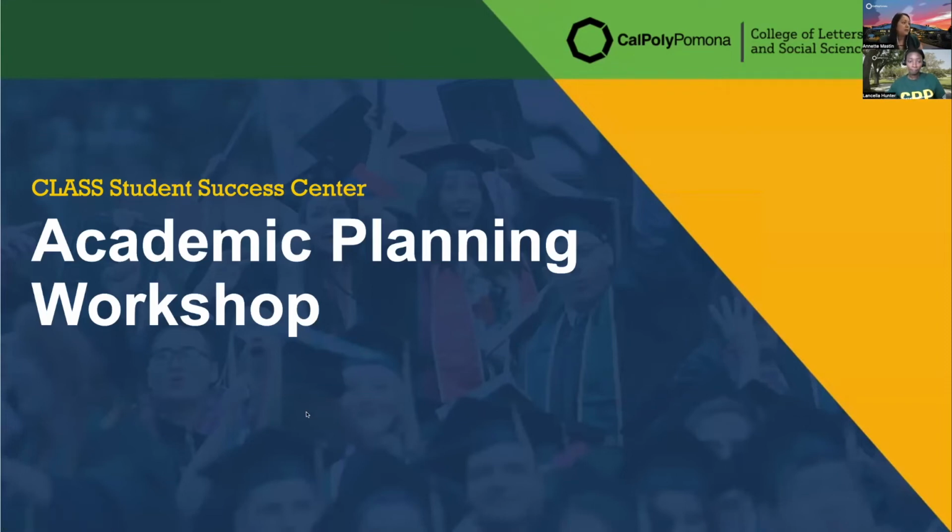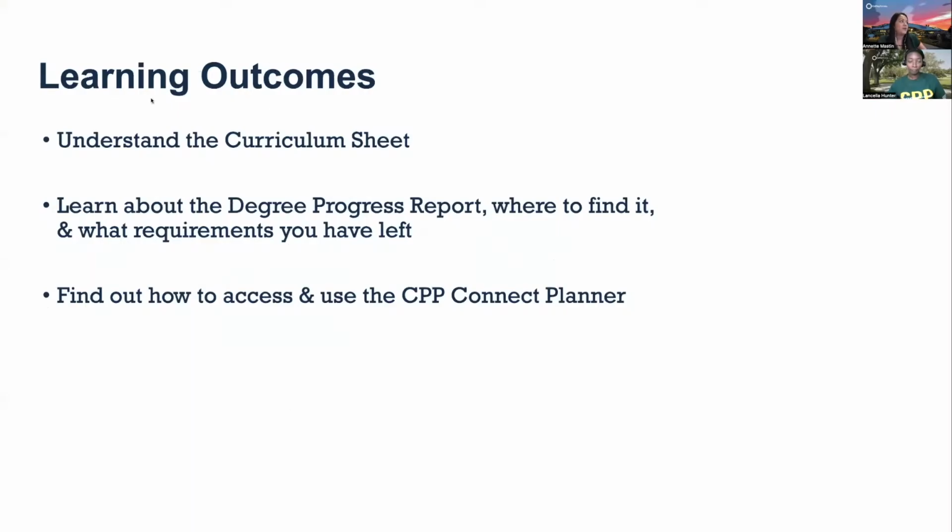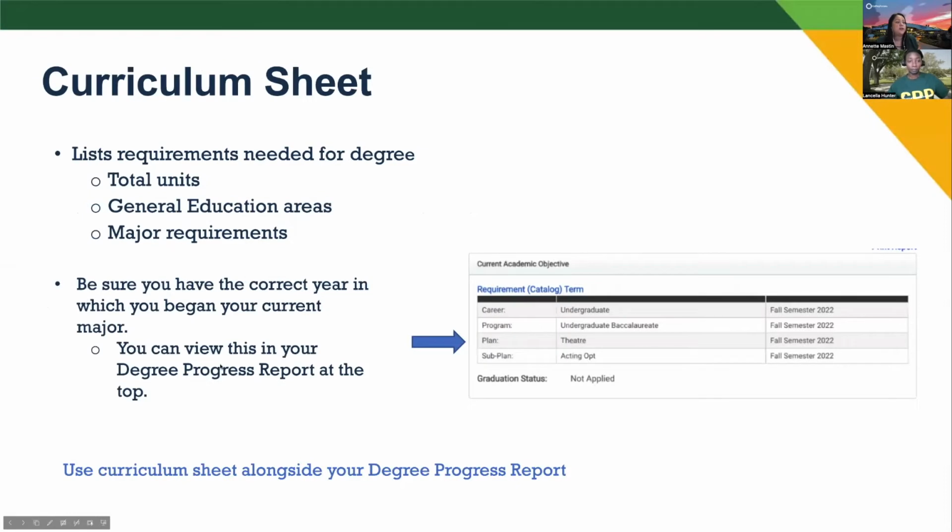Let's get started. We have some learning outcomes for this workshop. We want students to understand what their curriculum sheet is, what it looks like, and how to find it. Then also learn about the degree progress report, where to find it, and how it shows what requirements you have left, and find out how to access and use the CPP Connect Planner. We'll first get started with the curriculum sheet, which we'll show you a picture of in a minute, but we want to tell you what it's about.